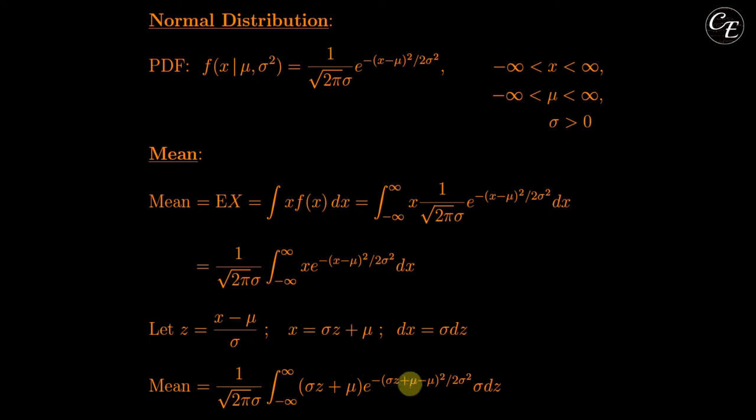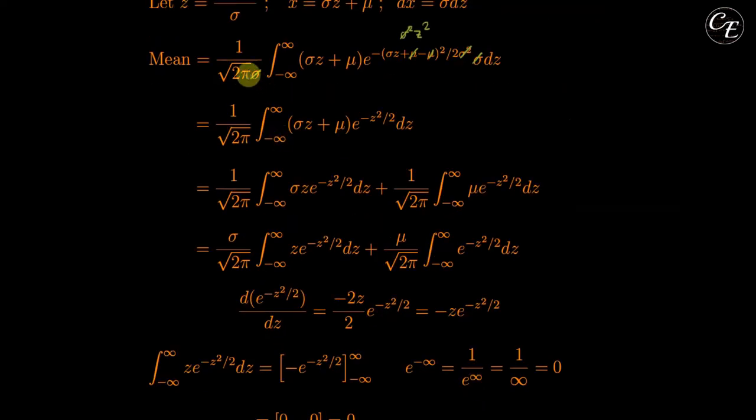Then we can cancel out plus mu and minus mu, and sigma and sigma. The square of sigma z is sigma squared z squared. Then we can cancel out sigma squared and sigma squared. So what we're left with is 1 over square root of 2 pi, then sigma z plus mu, then e raised to negative z squared over 2 dz.